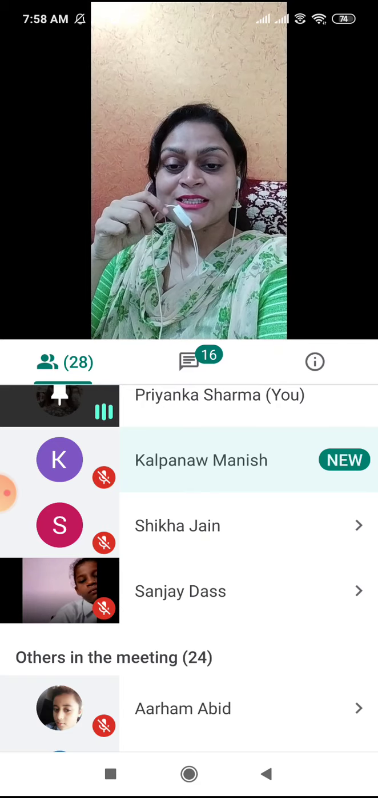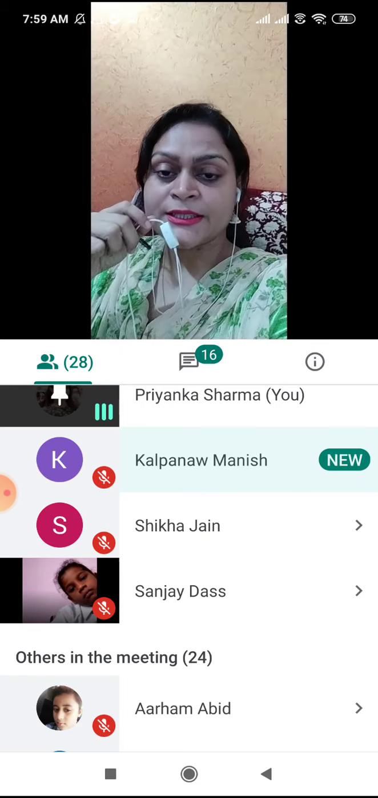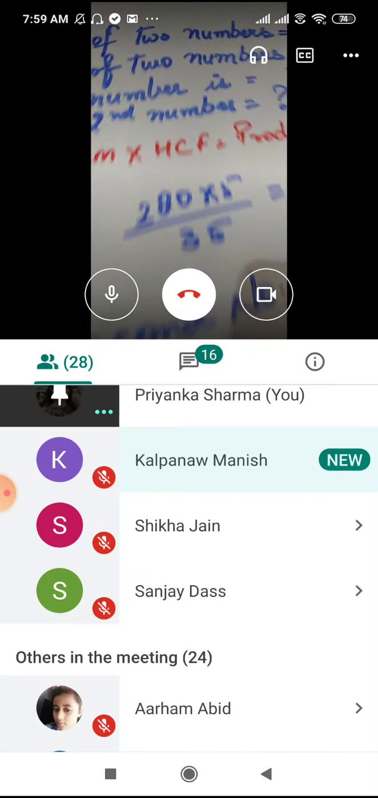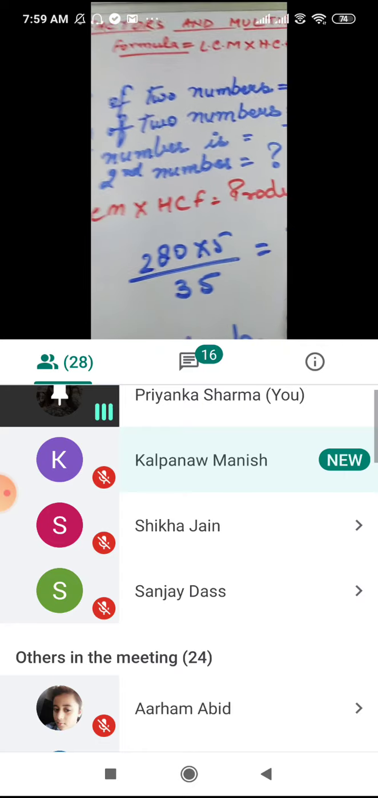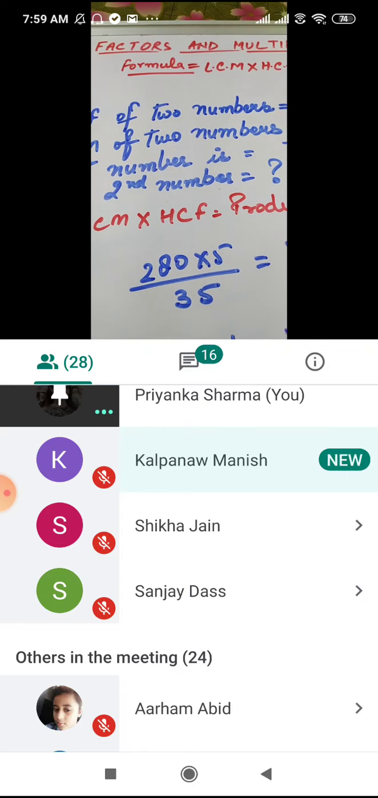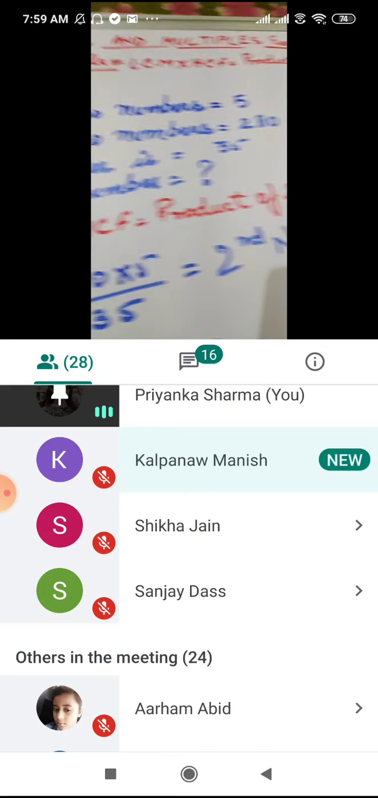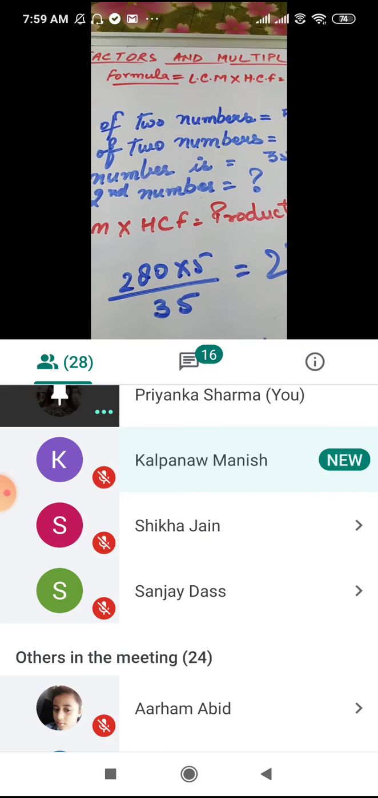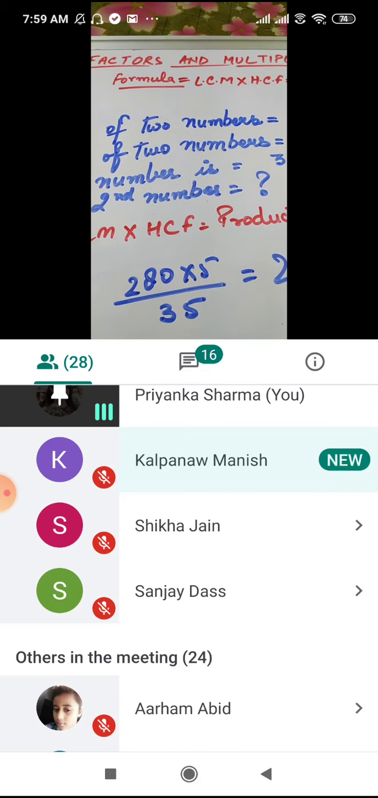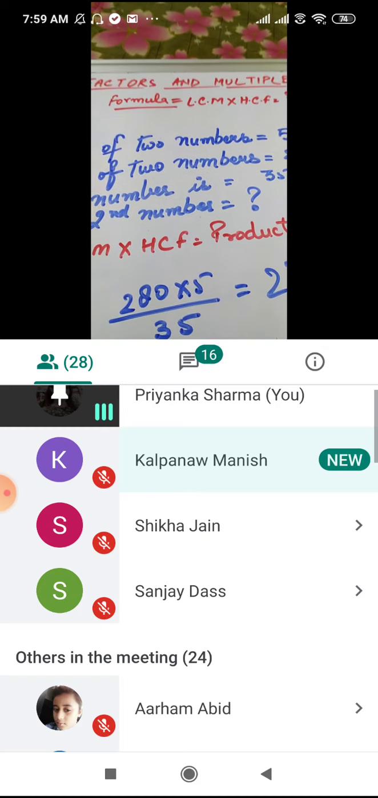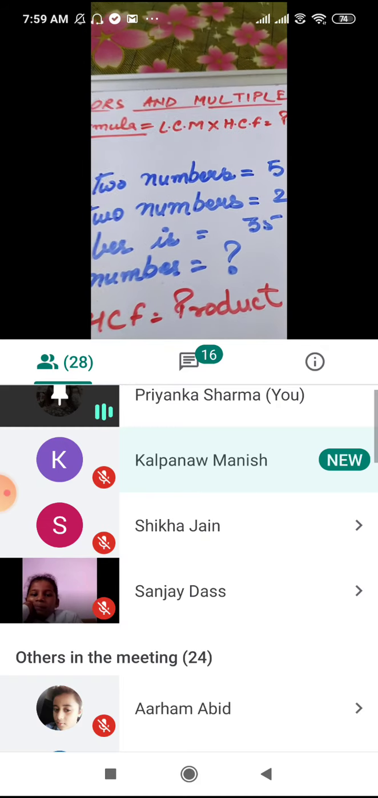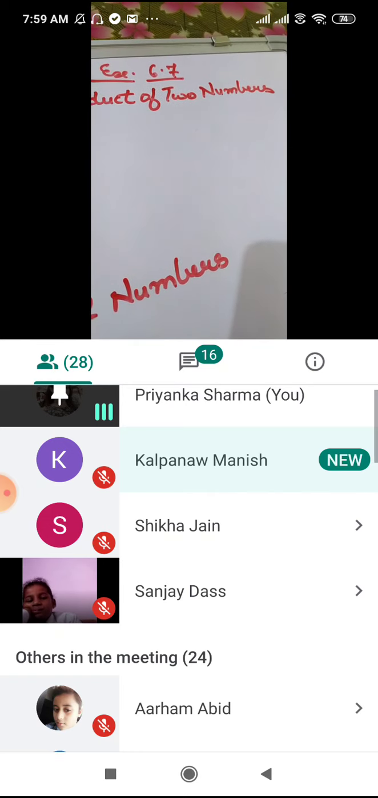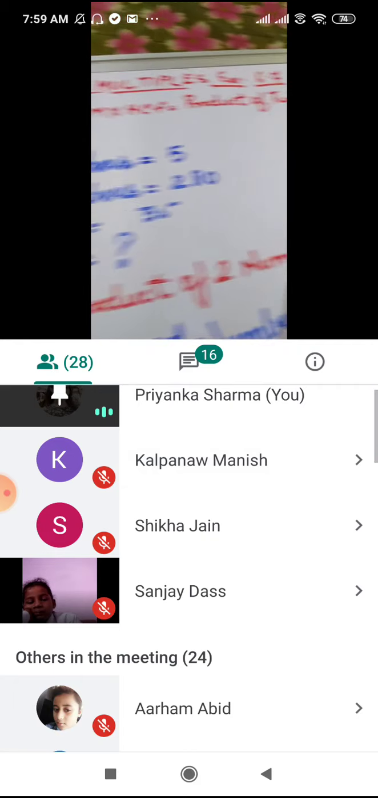Come on to exercise 6.7, question number 1. Read it in your mind. Question 1 says the HCF of two numbers is 5 and their LCM is 280. If one of them is 35, find the other. Now look at the formula. LCM into HCF is equal to product of two numbers here. Remember, two numbers. This is the formula.